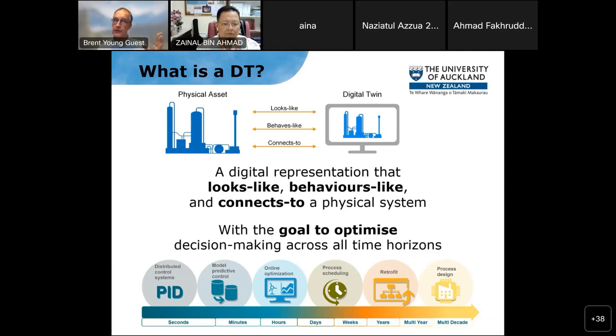This could be from the classical PID control, or into more advanced controls such as MPC, model predictive control. But as I've hinted at, this could go into optimization, scheduling, and even activities such as retrofit and process design. So again, I'm using process control to almost encompass all of these sorts of activities which are within the realm of process systems engineering.